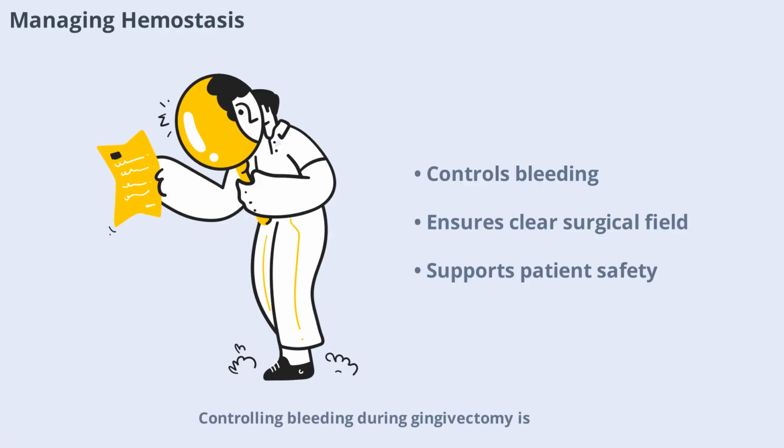Controlling bleeding during gingivectomy is essential for visibility and patient safety. Electrosurgical techniques, especially with ball electrodes, are highly effective for achieving hemostasis. Proper technique minimizes blood loss and supports a clear surgical field, contributing to a smoother procedure.